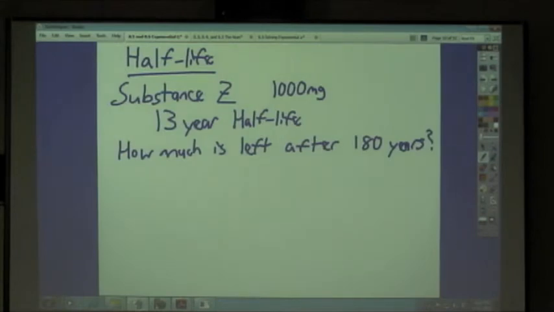All right, here's your next problem. It's a half-life problem. You've got substance Z. It's the zombie virus. There's 1,000 milligrams of it. 13 years is the half-life, so half of it decays after 13 years. How much is left after 180 years?